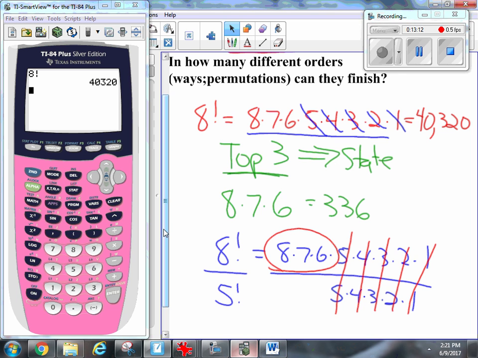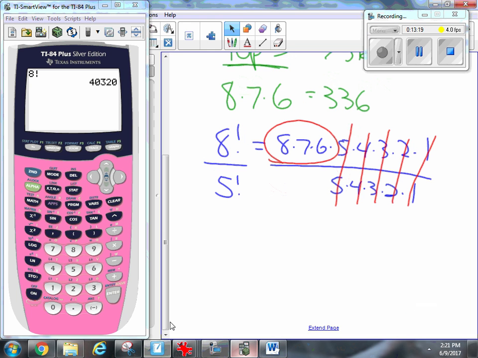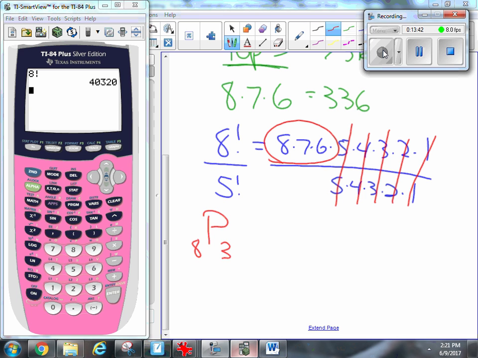So we have a notation for this. We are concerned about order here. We're concerned about who finished first, second, and third in this particular example. And we would write this like this. It's a permutation, and there are 8 total runners, and I'm only concerned about the top 3. So I look at this, and that is saying my n, my total number of runners, is on the left-hand side, and the number that I am concerned with, which is r, is on the right-hand side.